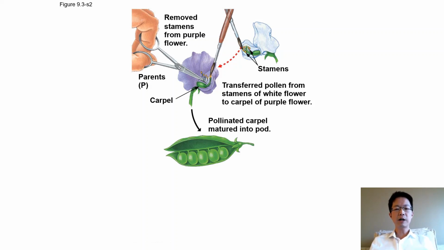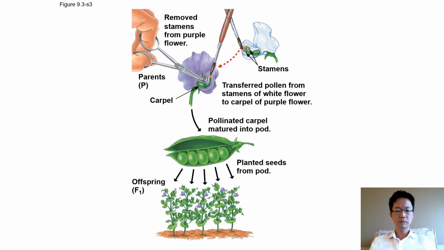And then after fertilization, of course, the ovary will be fertilized, and then you have the fruit or the pod. And then he used the seed in the pod to plant an offspring. The offspring, we call it F1. So the parents, he called it P, the P generation. The offspring is called the F1 generation.